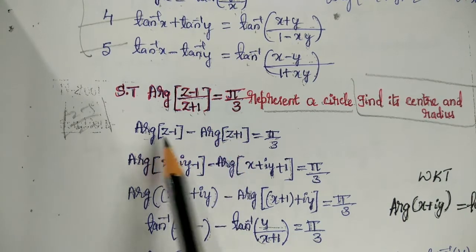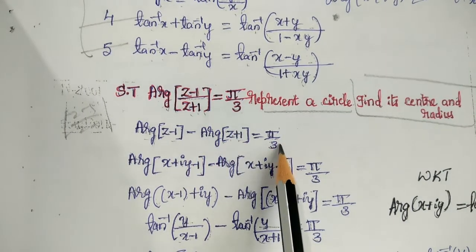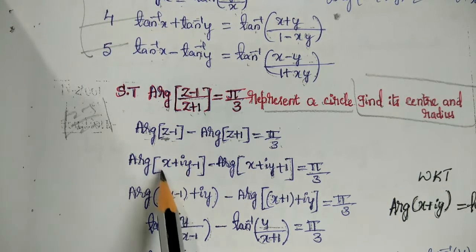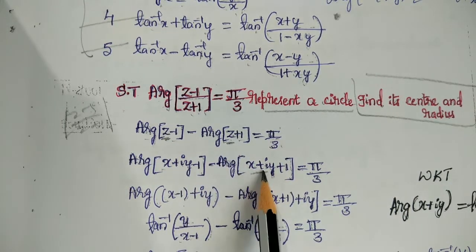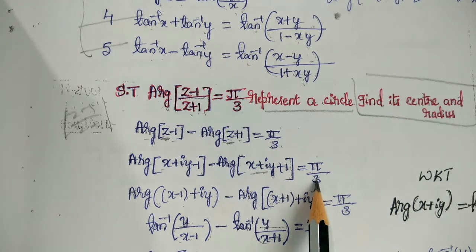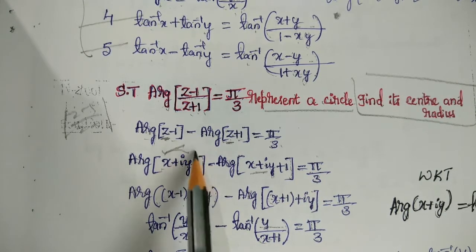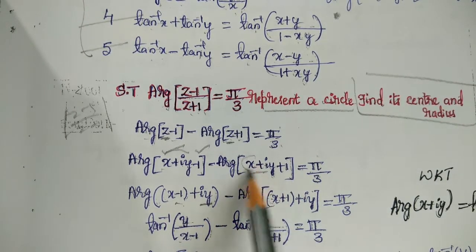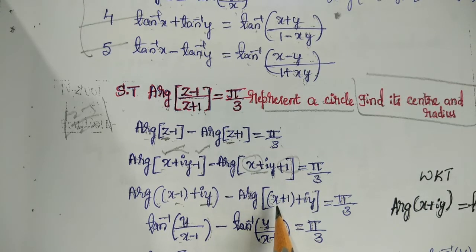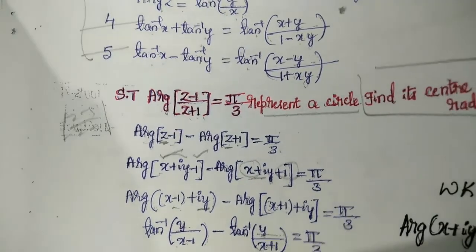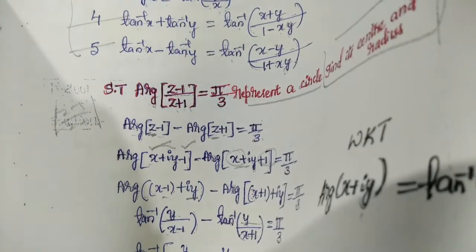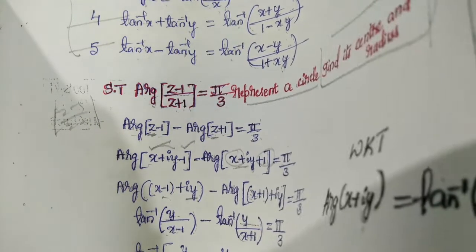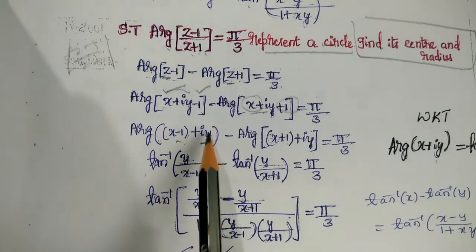Is it clear? So arg of z minus 1 minus arg of z plus 1 is equal to pi by 3. Next, apply z equals x plus iy, and here also z is x plus iy, a complex number, which is equal to pi by 3 as it is. Now take the real part. Here x and minus 1 are free from i, and iy is having i. So here also x and 1 are free from i. So take the 2 in one bracket, that is x plus 1 plus iy. So what is arg of x plus iy? We know that arg of x plus iy is tan inverse of y by x, tan inverse of imaginary part divided by real part. So therefore tan inverse of, what is the imaginary part here?